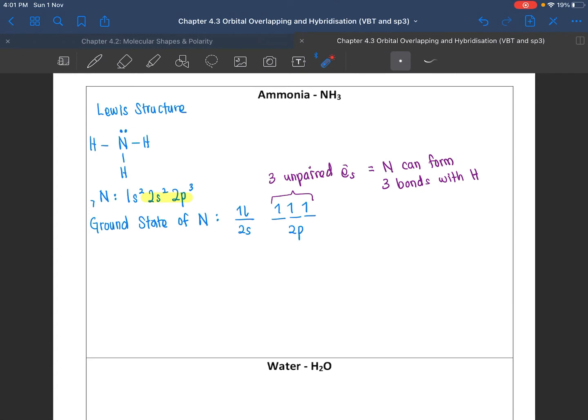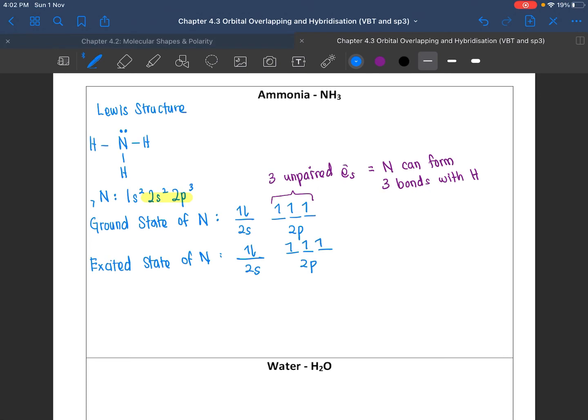Okay. So, over here, since excited state kita sama macam ground state, so kita pun salin balik lah. Excited state of nitrogen is exactly the same as this ground state. So, I will just copy back.